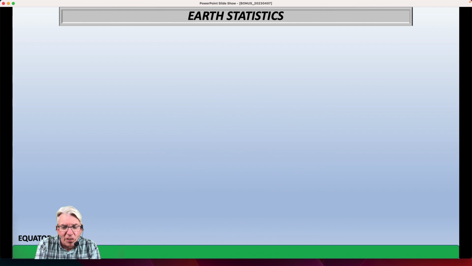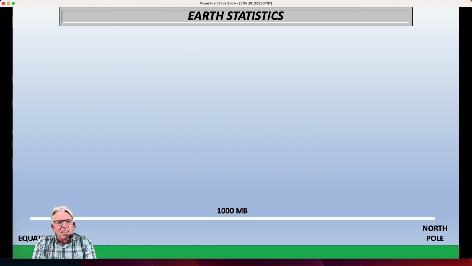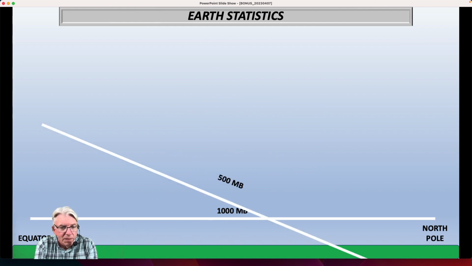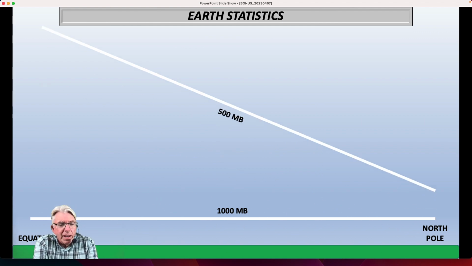That's the equator on the left, and the North Pole on the right. Now, we've talked about this before, where in meteorology in the upper atmosphere, above the ground, we talk about surfaces of constant pressure. In other words, everywhere along that surface, the pressure is the same. So let's say that we have a constant pressure surface of 1,000 millibars just above the ground, and it's fairly flat. Now, above that, we have a constant pressure surface of 500 millibars that is rather severely tilted.